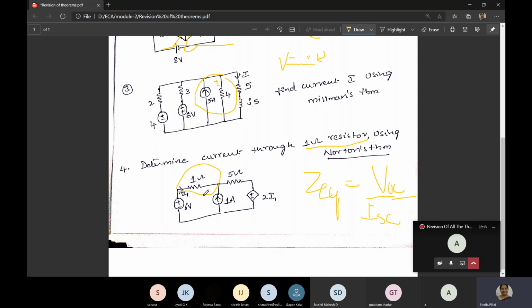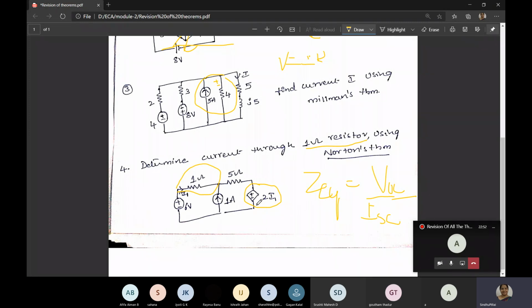This is done in the class. We have 6 volts here. Since the terminal is opened, that means I1 is 0. If I1 is 0, this dependent source is 0. Fine. So what will be the voltage here? Voltage is nothing but I into R, that is 5 into 1, it is 5. So here it is 6, here it is 5. The difference is 6 minus 5, it is 1 volt. So the open circuit voltage will be 1, and find out the short circuit current, then you will get the Z equivalent. After getting the Z equivalent, you have to put Norton's equivalent circuit.